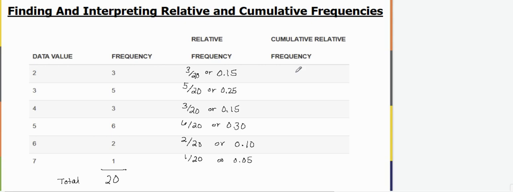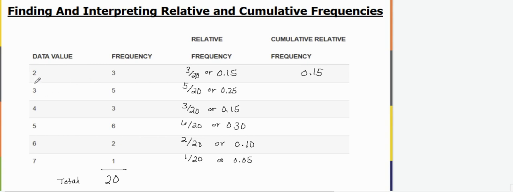The next thing I'm going to do is compute the cumulative relative frequency. And this is just a running tally of the amount, or the percentage, of data that falls at or below your current data value. So in this case, we want to know how much of our data is equal to or less than this 2. So right now, our lowest data value appears to be 2. So this is going to be 0.15.